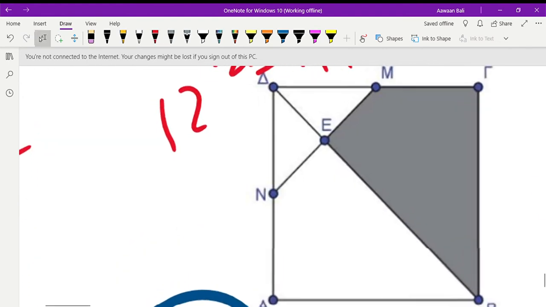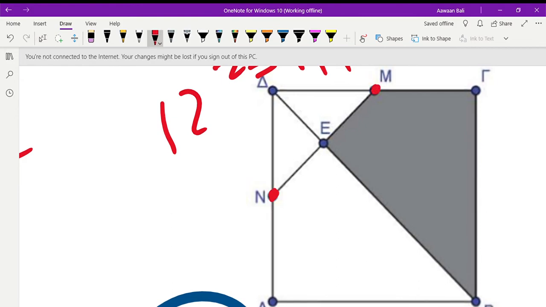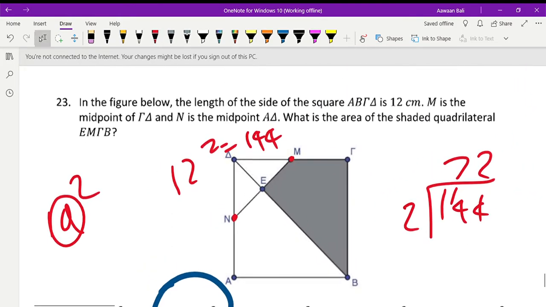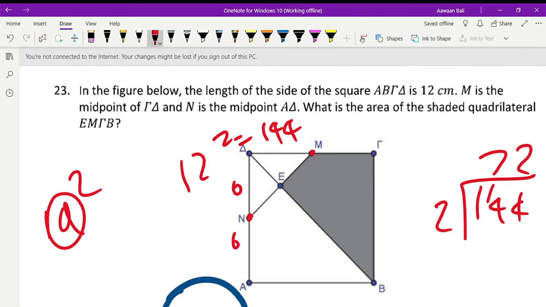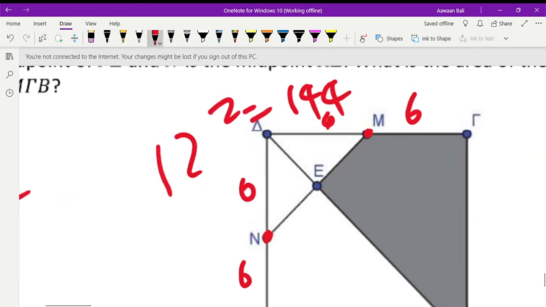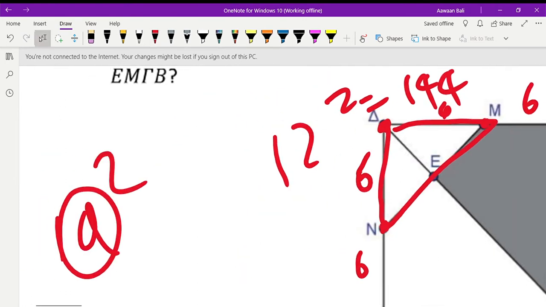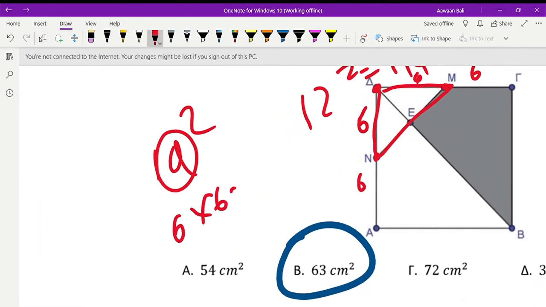Since it says N and M, it looks obvious that these are midpoints. Yes, they are midpoints actually. So that means this is 6, this is 6, this is 6, this is 6. So now we have what we need to find this here. In this square, we do 6 times 6, which is 36. Half of 36, divided by 2, is 18. So the area of this whole thing is 18. Now if we divide by 2, we have 9.